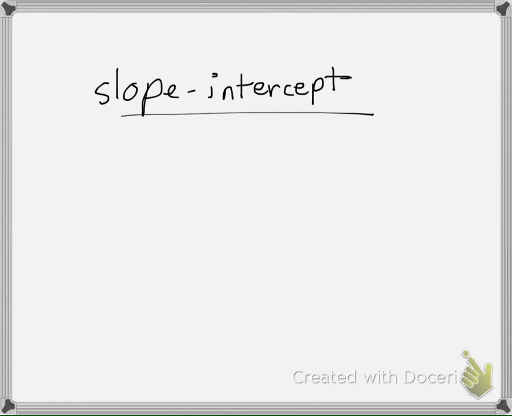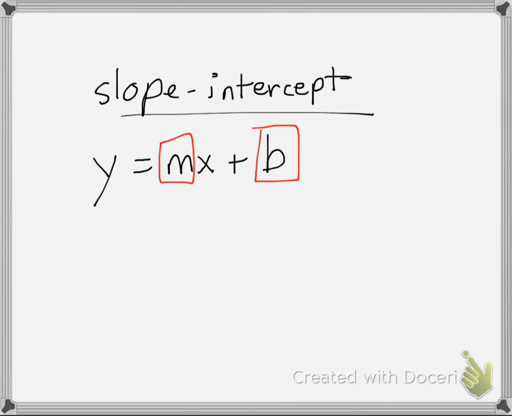So the most important thing that we need to know in order to do this is slope-intercept form. Now this is something that we are already very familiar with, so hopefully it should make it fairly easy. We know basic slope-intercept form looks like y equals mx plus b, where m is the slope of the line and b is the y-intercept.